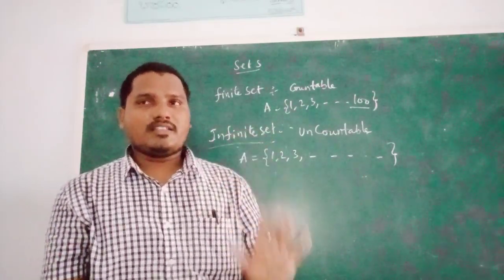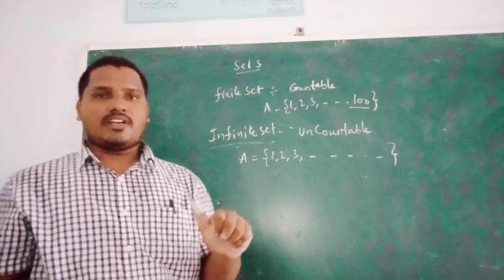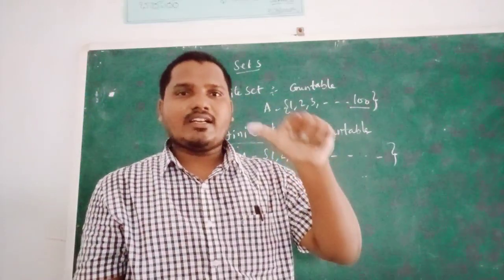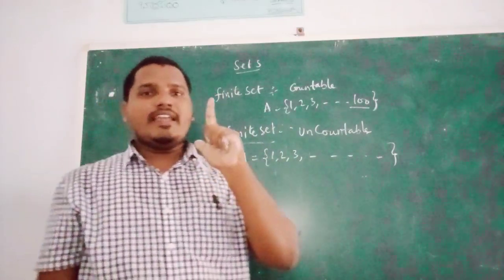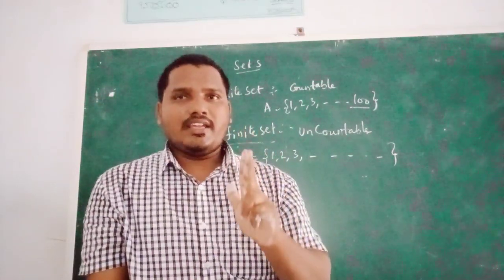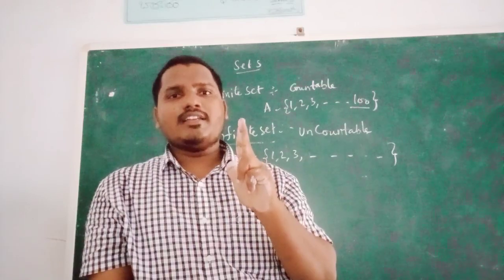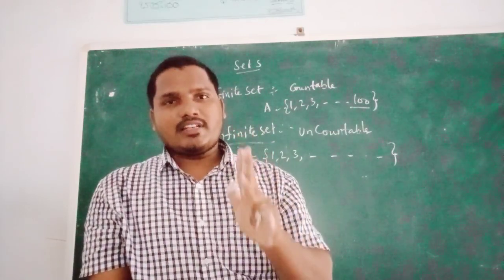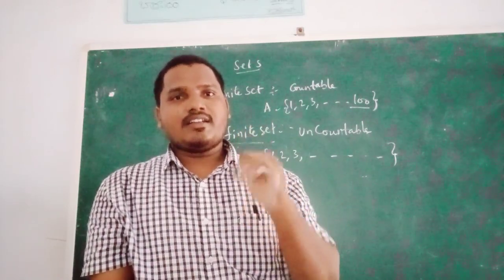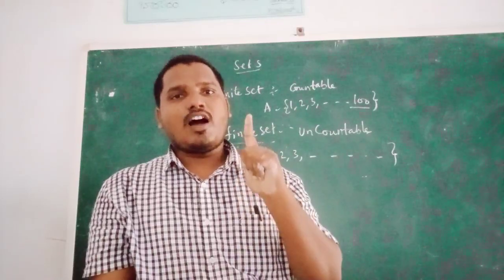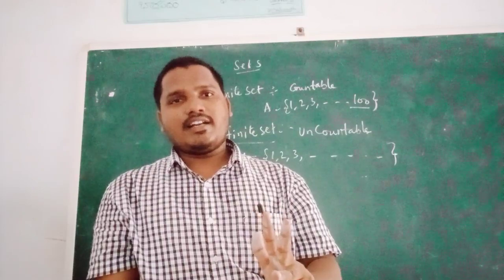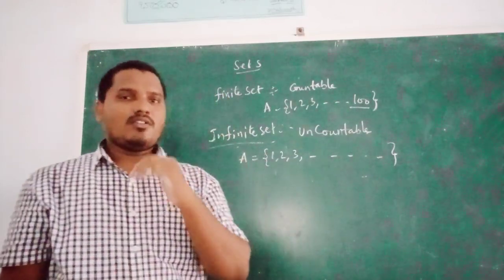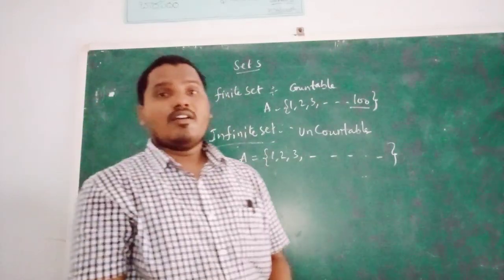Up to now we have discussed various types of sets. First one is null set or void set or empty set. Second one is singleton set. Third one is subset, universal set, equivalent set, equivalence sets, cardinal number of a set, finite set, infinite set. Okay, up to now we are concluding.